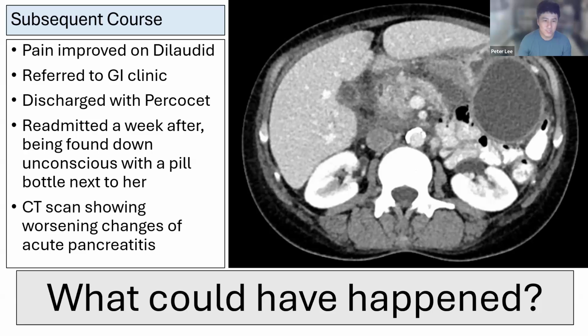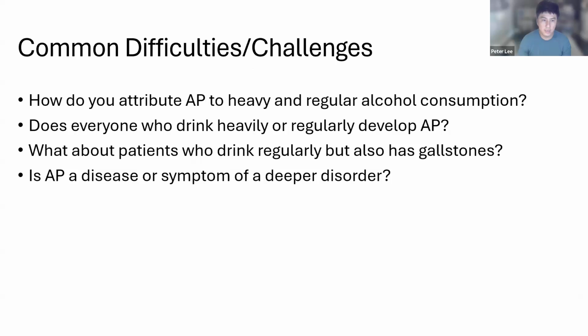CT scans showing worsening changes of acute pancreatitis. So what could have happened? This patient was later found to have alcoholic etiology for acute pancreatitis. But then again, some common difficulties and challenges emerged.